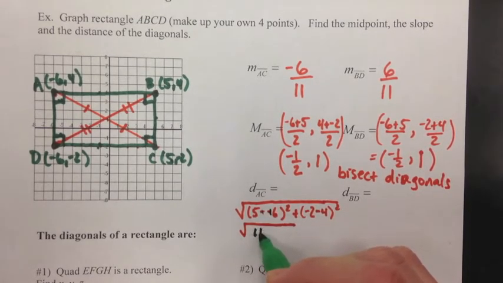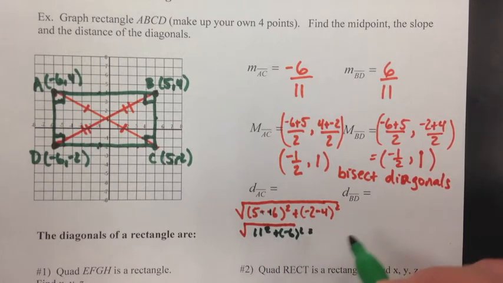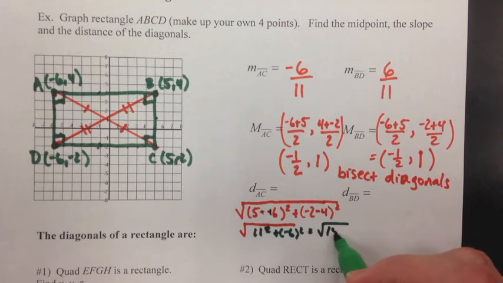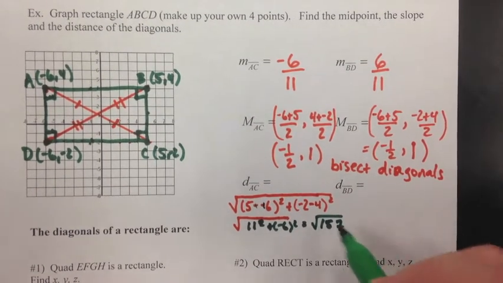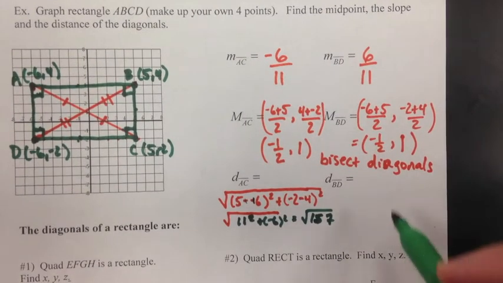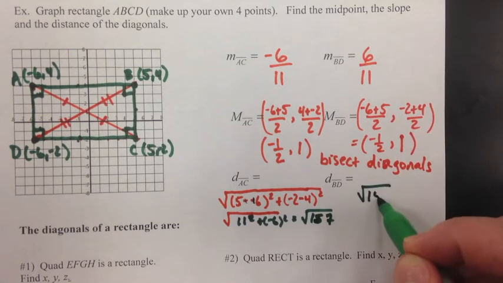This is 11 squared. And then this is negative 6 squared. When we add all that up, we're going to get the square root of 157. Okay, now if you do the same thing for BD, if you do the distance of BD, you are going to get the exact same thing.